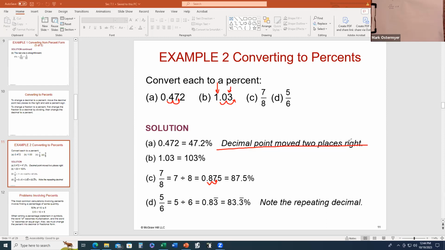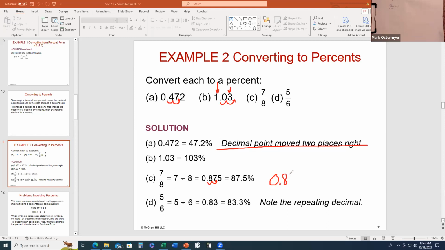5/6, what would that be as a percent? First, turn 5/6 into a decimal by dividing 5 by 6. We discover that we get a repeating decimal, 0.8333333..., and that 3 goes on forever. How do we convert that into a percent? We shift the decimal point 2 places to the right and attach the percent symbol.